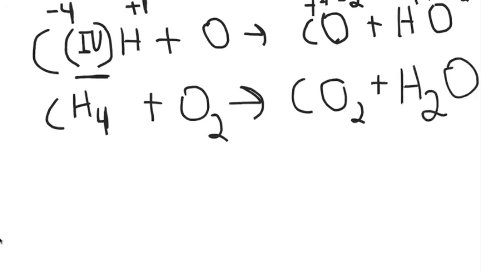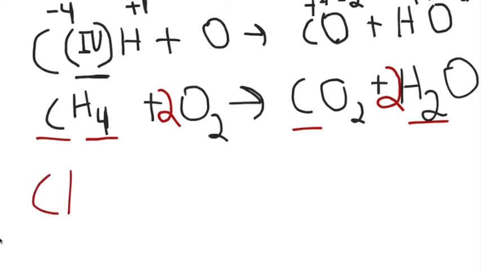Now let's balance. There's 1 carbon on the left, 1 carbon on the right. Let's go to hydrogen. There's 4 hydrogen on the left and 2 hydrogen on the right. So I have to multiply the right by 2. Now I have 4 hydrogen on each side. But now I have 4 oxygen on the right and only 2 oxygen on the left. So I have to multiply the oxygen on the left by 2 in order to give me 4 oxygen on each side. So now, let's double check our work.